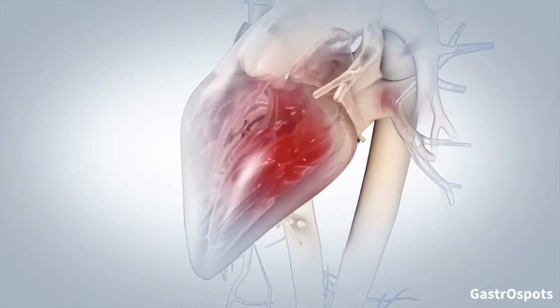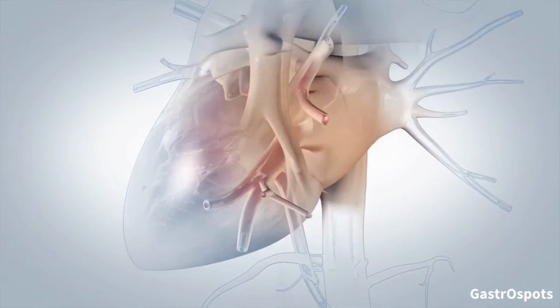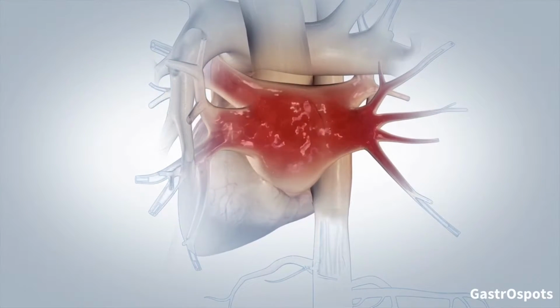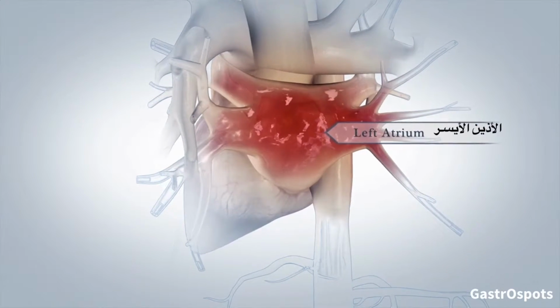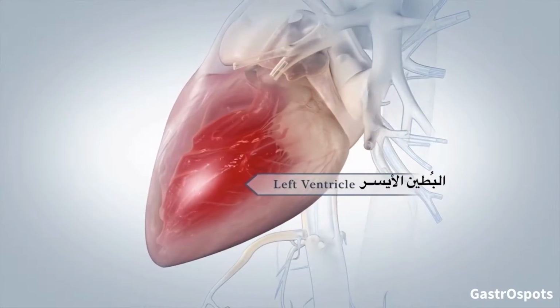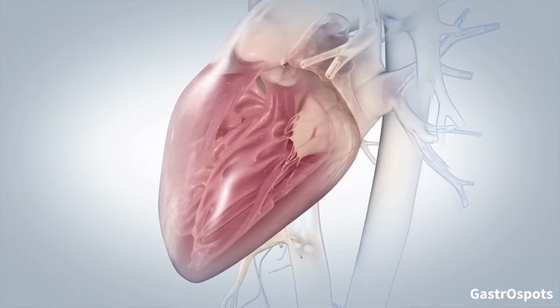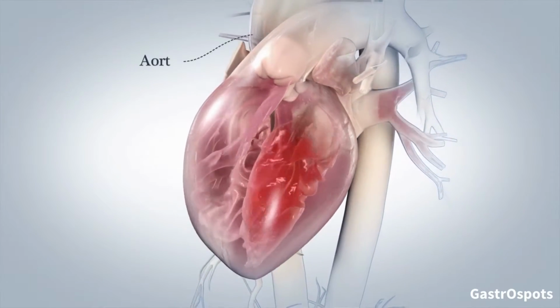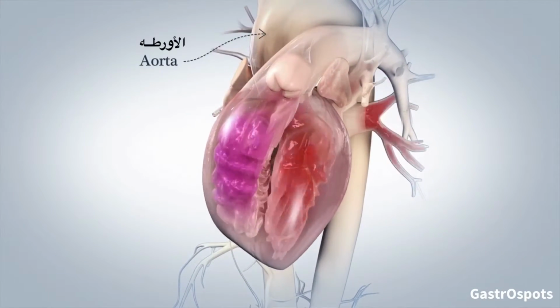On the left side of your heart, oxygen-rich blood from your lungs flows through your pulmonary veins into your left atrium. The blood then moves into your left ventricle, which contracts and sends blood out of your heart through the aorta to feed your cells and tissues.